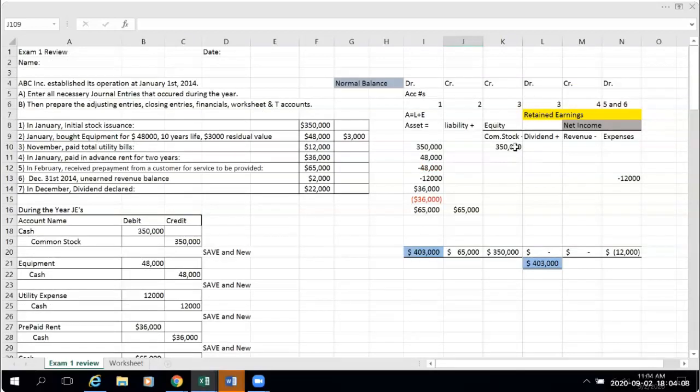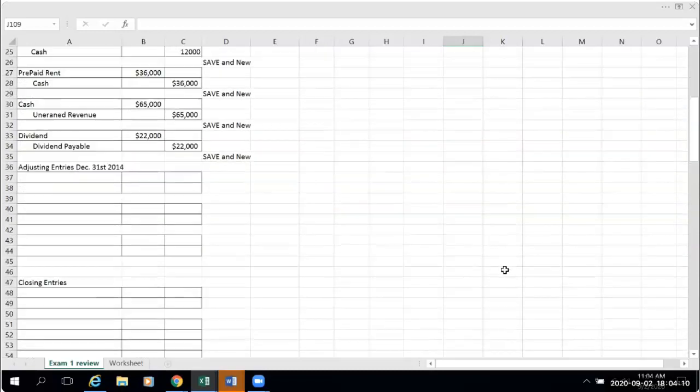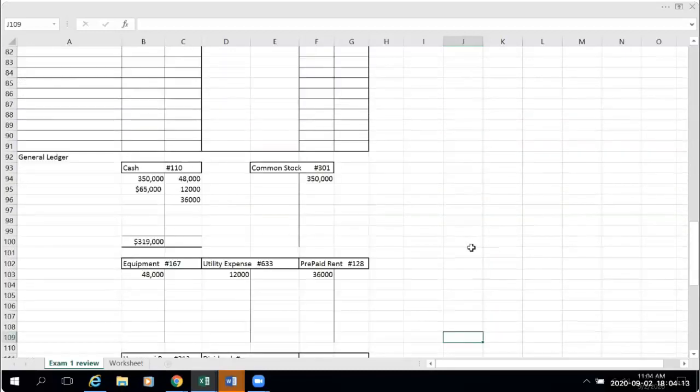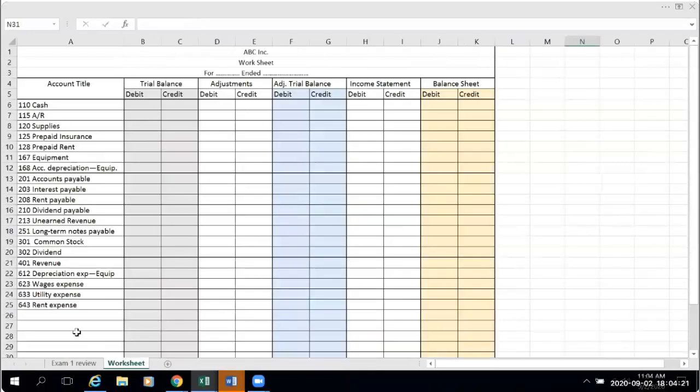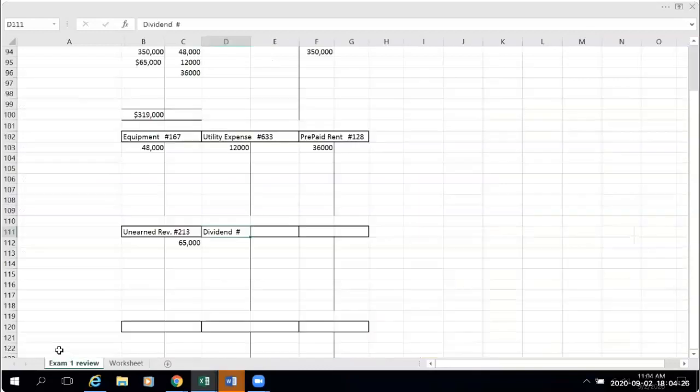Dividend and common stock are in the same category, starting with 3. But what's the account number? What do you want to use for it? We have to come up with a number, right? So let's use the worksheet to see if there is anything there. Yeah, the worksheet says 302, so let's use that. Good enough. Dividend 302.